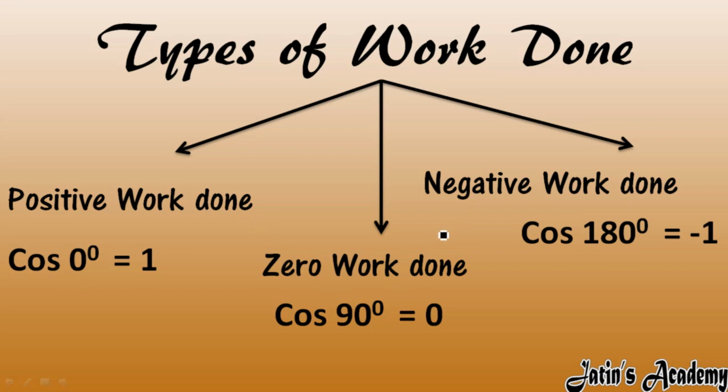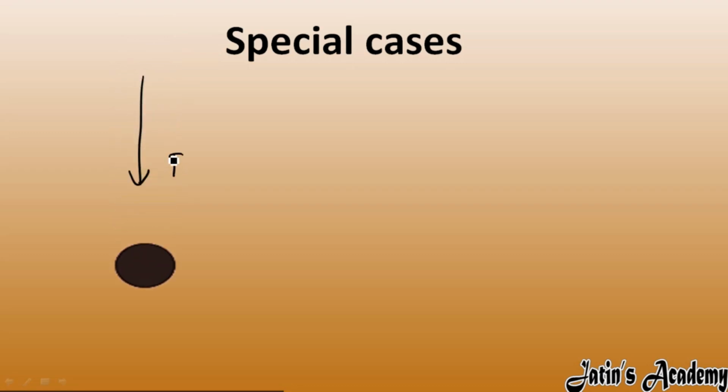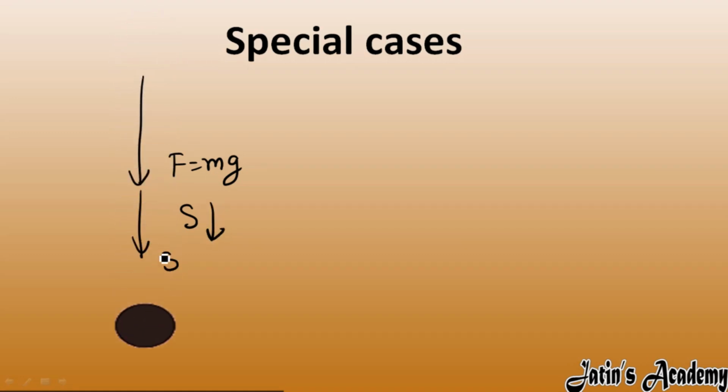One by one we will see the examples of these special cases. First special case we have free fall of a body. This is an example of basically a positive work done. Why? Here force is acting in this direction, gravitational force mg, weight, and displacement occurs in this direction only. So force and displacement both occur in the same direction, so the angle between them is 0 degree.